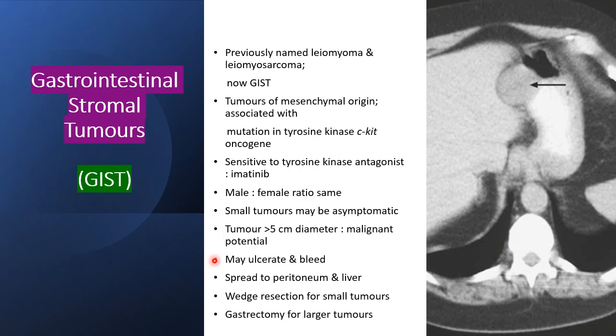They may ulcerate and bleed on rare occasions and also behave like a malignant adenocarcinoma, spreading through the peritoneum and liver. The treatment is by wedge resection for small tumors and gastrectomy for large tumors. Okay, this is a barium meal. This is a CT scan of the abdomen showing you the tumor in the stomach. This looks like a benign tumor, well encapsulated.